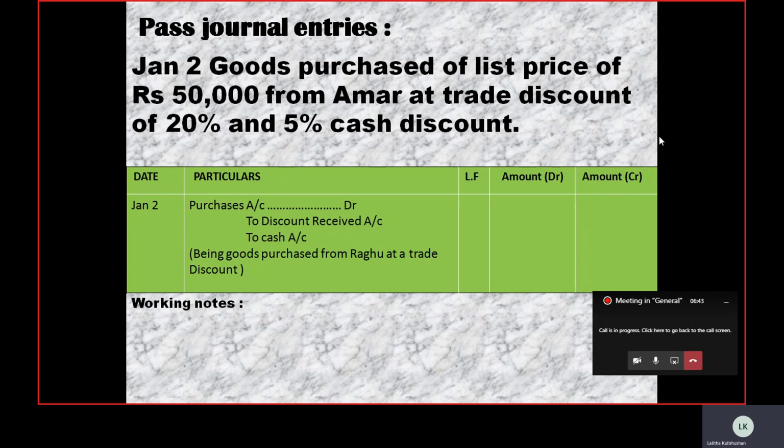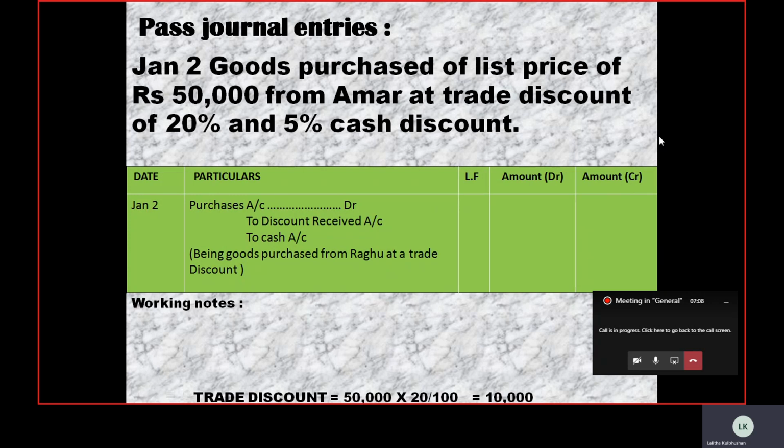Why have we mentioned the cash over here? What's the basic reason? Because the question says the 5% cash discount is being given to the customer, or means we are getting the 5% discount over here. The basic reason is that cash discount means we have made the payment well in advance. So this is the reason we will be mentioning cash here.